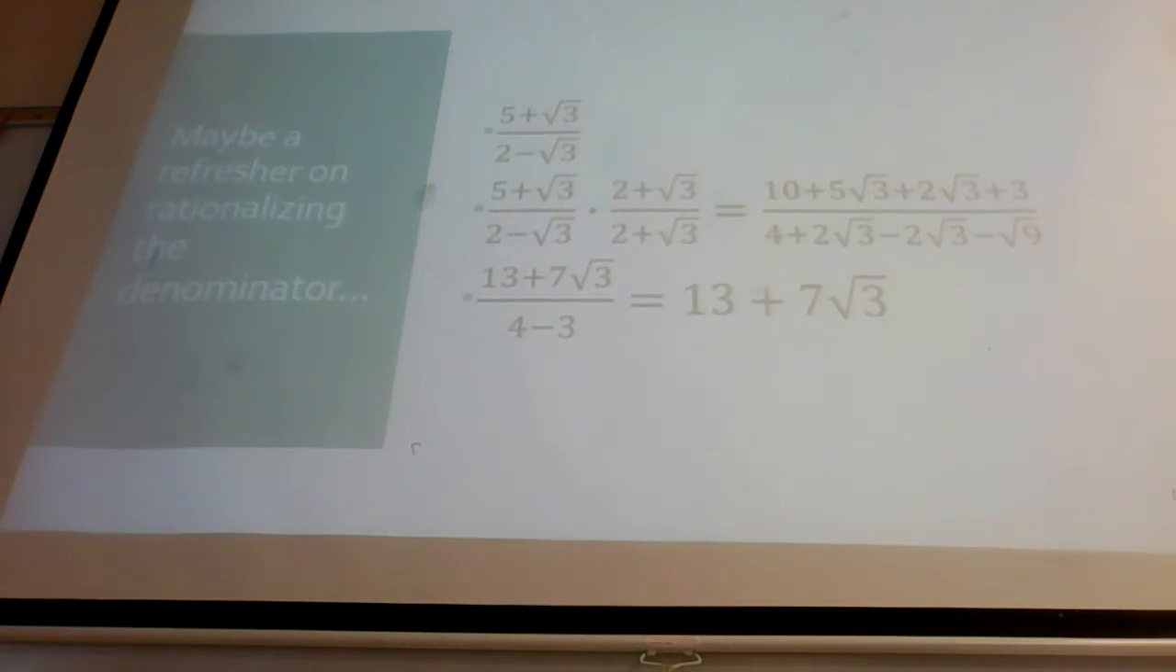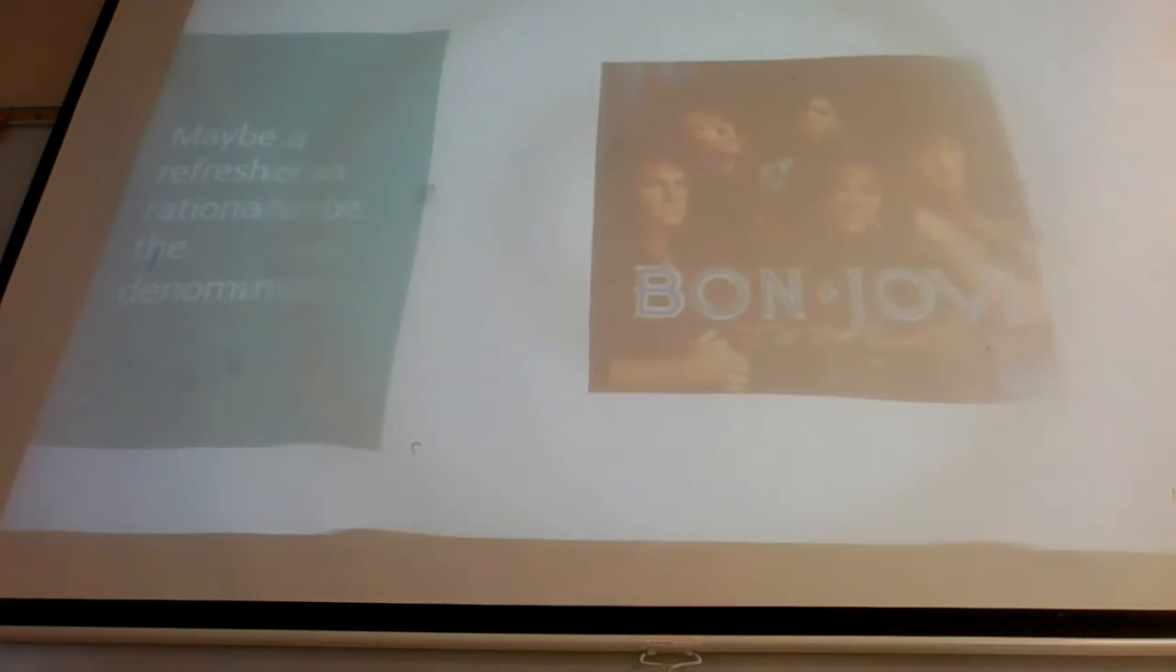Okay? Now when I collect like terms, 10 plus 3 is 13. 5 root 3 plus 2 root 3 is 7 root 3. If you do the process correctly, these two should always cancel out. Root 9 is 3, so that simplifies down to 4 minus 3. 4 minus 3 is 1. My denominator is 1, so I don't need to write it anymore. If you want to, you can. I end up with 13 plus 7 root 3 for my final answer.